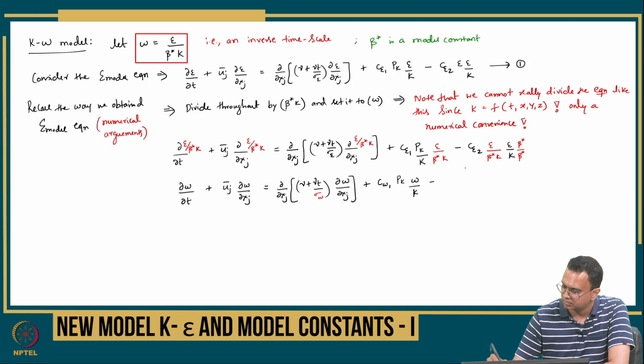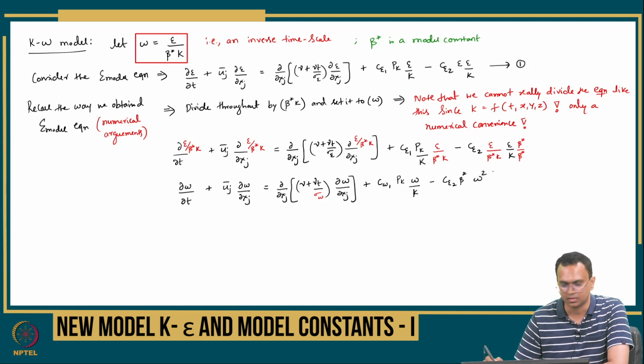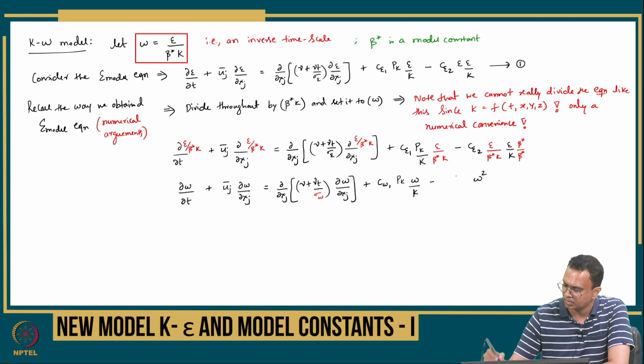minus we have C epsilon 2, one of the beta star, and then omega square, right? So instead of having C epsilon 2 times beta star, I am going to call it C omega 2, because it's two different constants. So I'll just call it C omega 2, and this is C omega 1. Three model constants have appeared.